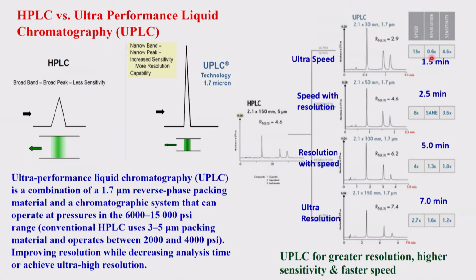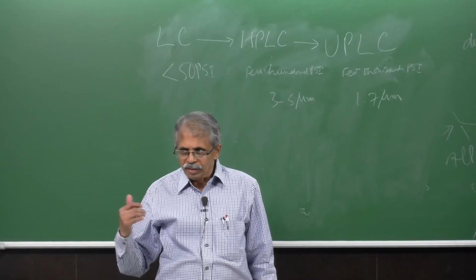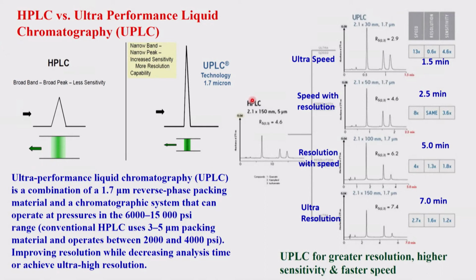So this comes in a short period, 1.5 minutes, this comes with 7 minutes, and you have to look at whether you want a sharper one. In some cases you don't require a very sharp one, you can be happy with this. So all these 4 combinations are possible with the UPLC, which is a modification of the HPLC. It is not a new principle or anything, it's the same, modified. So you can choose which is the best for your system and utilize that one.